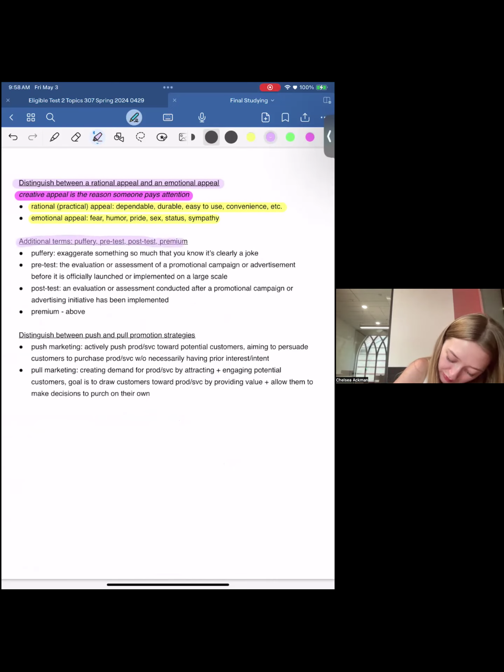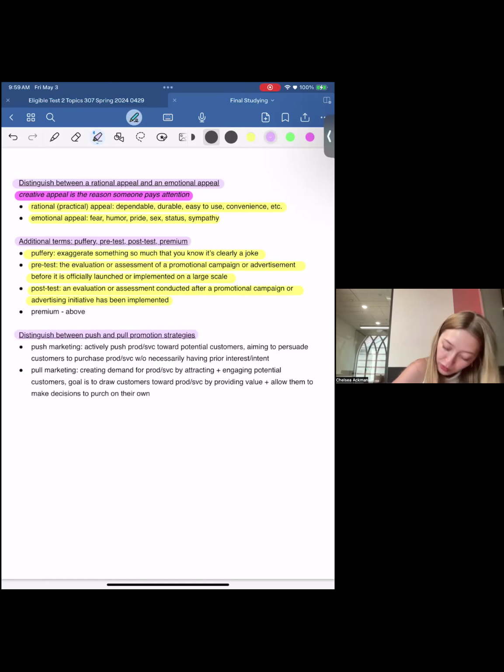Additional terms, we have puffery, pre-test, post-test, and premium. Puffery is to exaggerate something so much that you know it's clearly a joke. Pre-test is the evaluation or assessment of a promotional campaign or advertisement before it is officially launched or implemented on a large scale. Post-test is an evaluation or assessment conducted after a promotional campaign or advertising initiative has already been implemented. And then premium we talked about above.